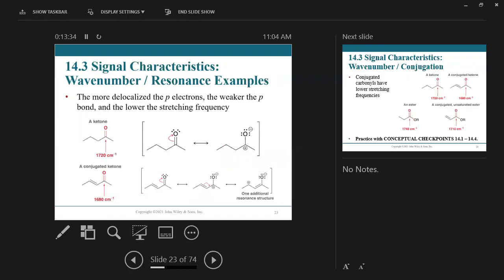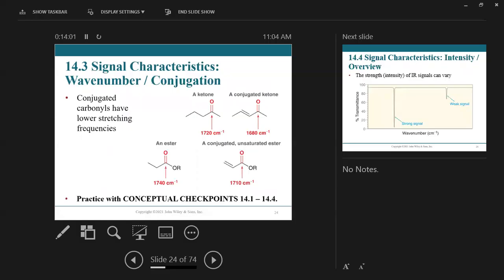So the more delocalized the pi electrons, the weaker the pi bond and the lower the stretching frequency. And we saw that with the conjugated ketone, lowering it from 1720 to 1680. It says conjugated carbonyls have lower stretching frequencies. You see that? Here, this one's lower. This one's 1710 versus 1680. And we see an ester at 1740.